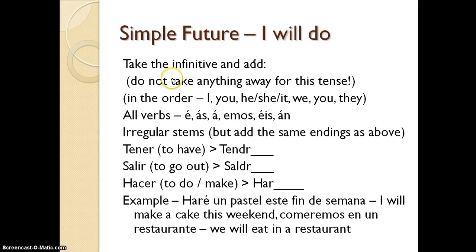Simple future, I will do something. This one, take the infinitive, we don't take anything away. There are a few irregulars, so look at those at the end. But it's any AR, ER, and IR verb in this order, and we add to the end of the word this time: é, ás, á, emos, éis, án. There are some irregulars that have irregular stems, so the beginning bit is irregular, but the endings will be the same. So tener starts with tendr-, so I will have would be tendré. Salir, to go out, saldr-, so they will go out will be saldrán. Hacer, to do or make, har-, so I will do, haré.